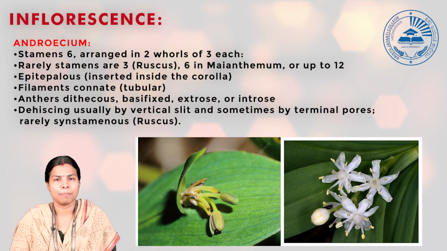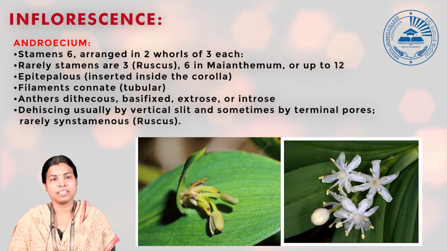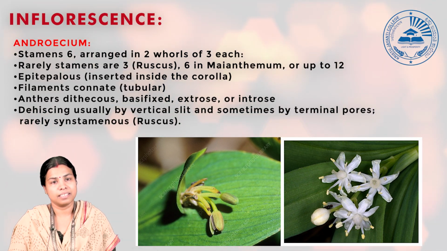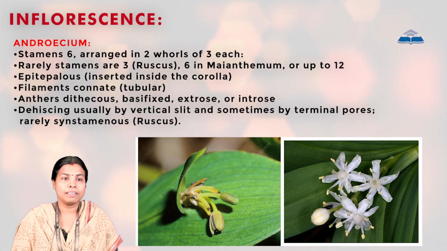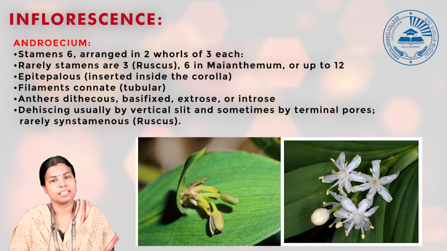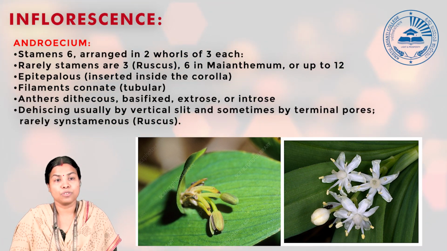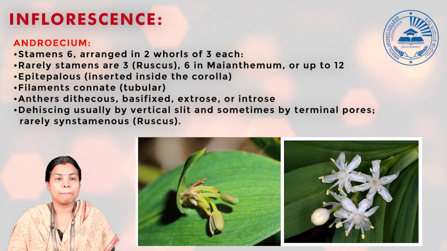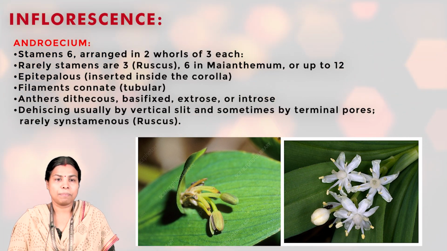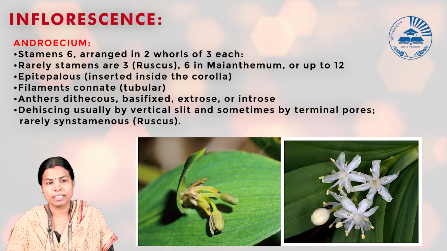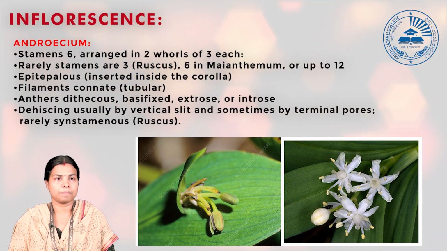Androecium, that is the male part of the flower: stamens six, arranged in two whorls of three each. Rarely stamens are three in Ruscus, six also reported in Maianthemum, or up to twelve. Epitepalous, that is inserted on the perianth, is also reported. Filaments connate, tubular. Anthers dithecous, basifixed, extrorse or introrse, dehiscing usually by a vertical slit and sometimes by terminal pores, rarely synandrous as reported in Ruscus.